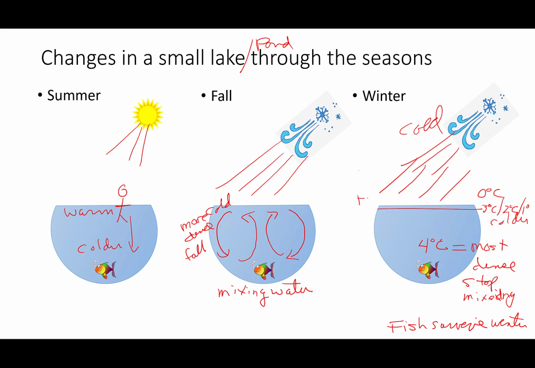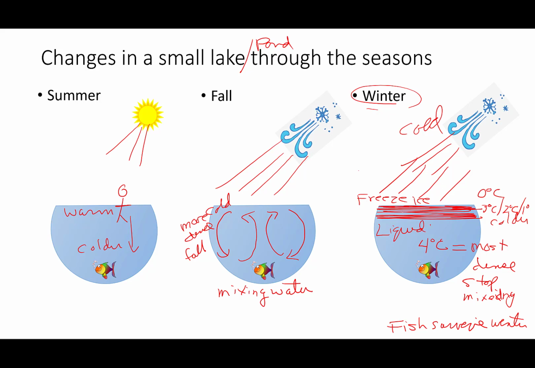And when it starts to actually freeze, because ice is less dense than water, it starts to ice up and you have ice on the top of your pond. Well, as winter progresses, this ice gets thicker and thicker and thicker. But the fish down in the bottom are existing in nice, chilly, but still liquid water.